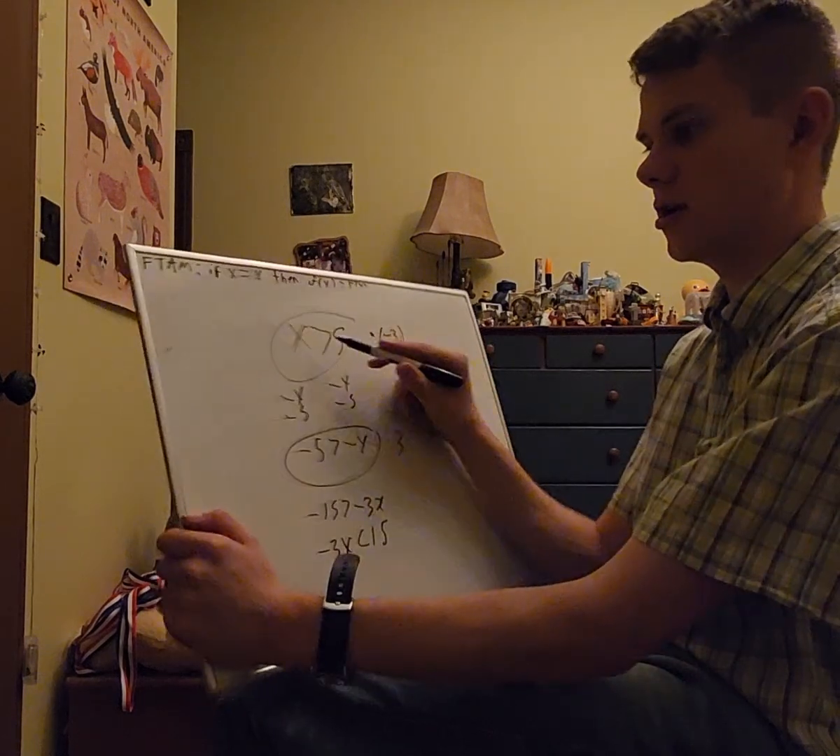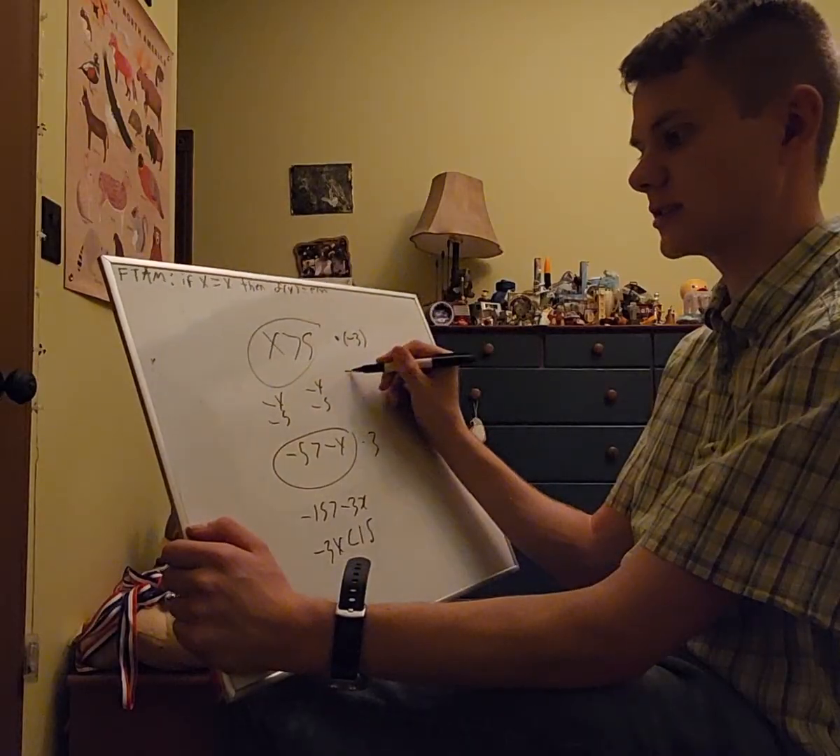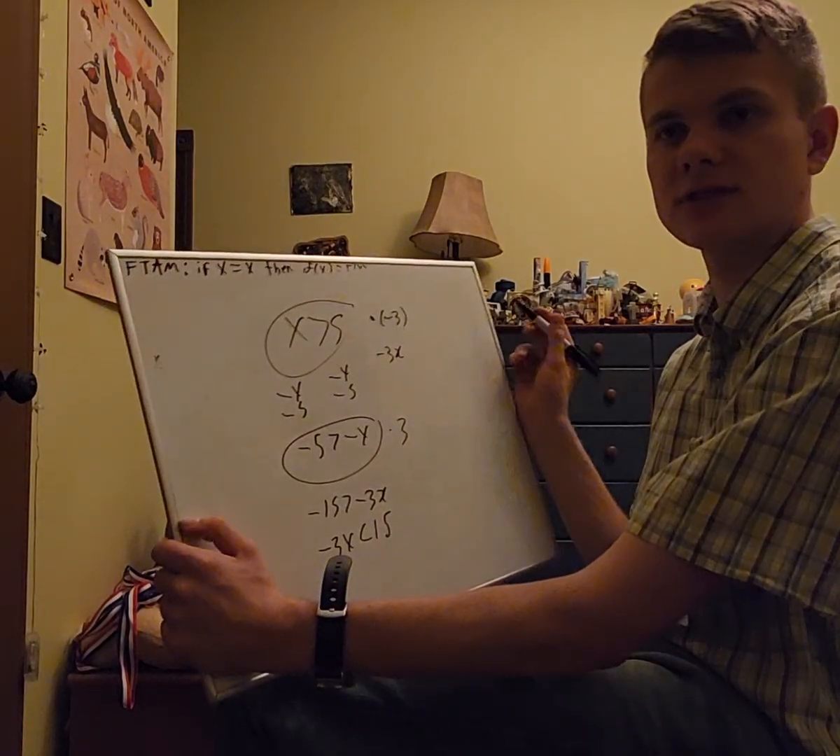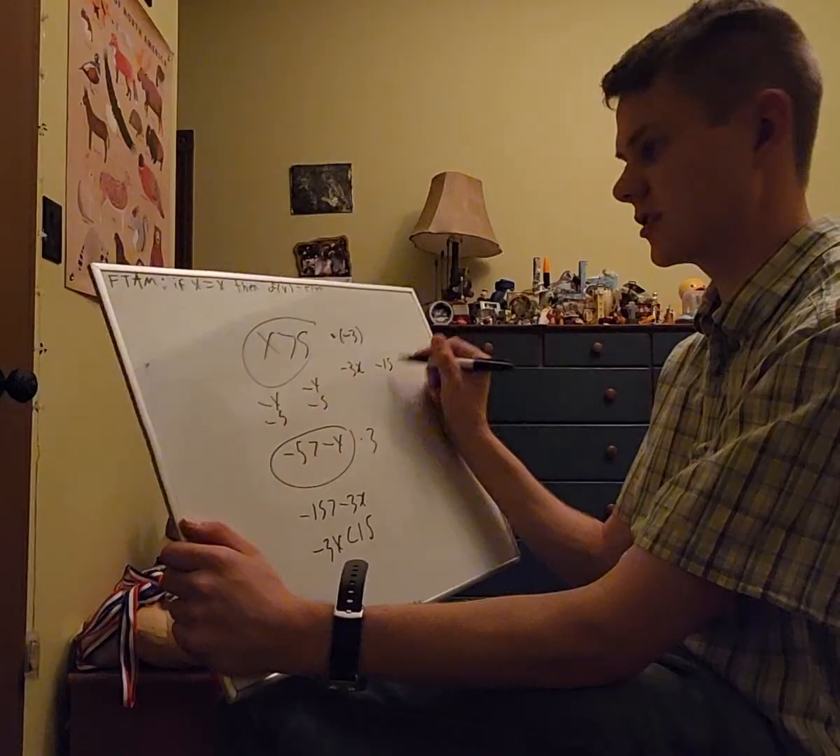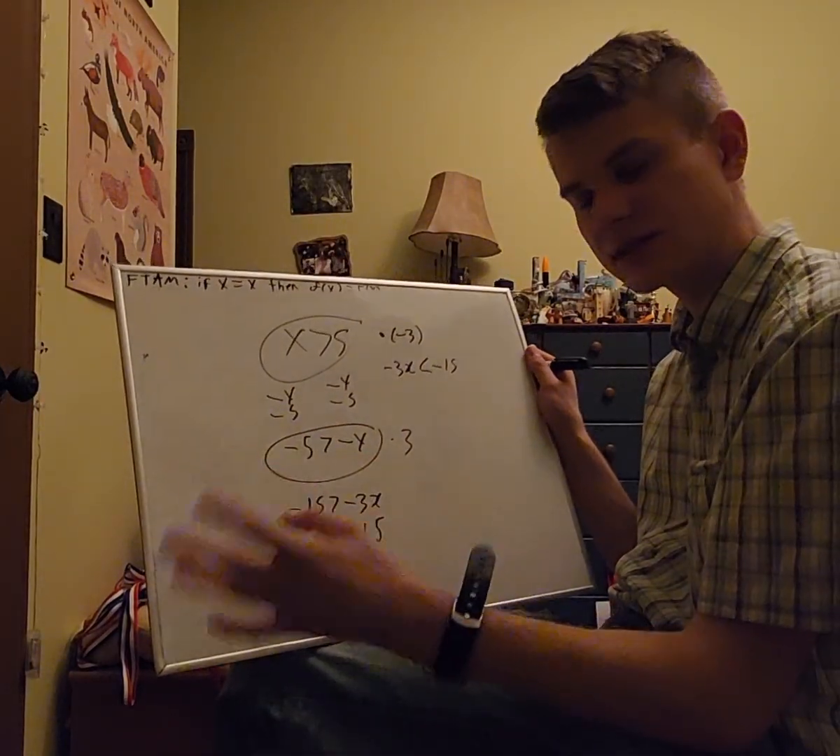Now let's do this side. So let's just multiply it by negative 3. x times negative 3 is negative 3x. 5 times negative 3 is negative 15. And that's greater than, well, now we make that less than. So I know I did that before, but hopefully that kind of cements it.